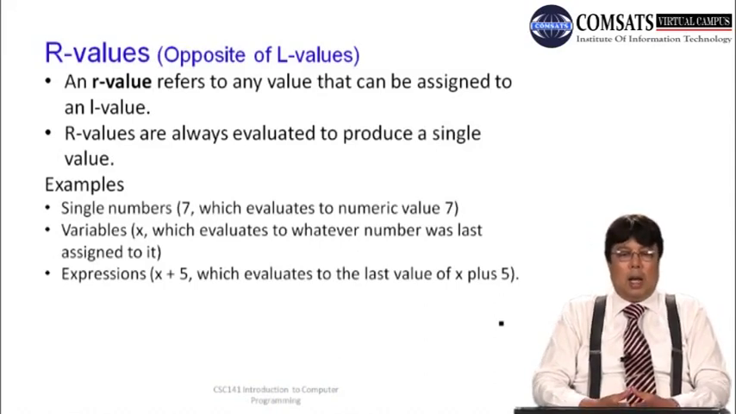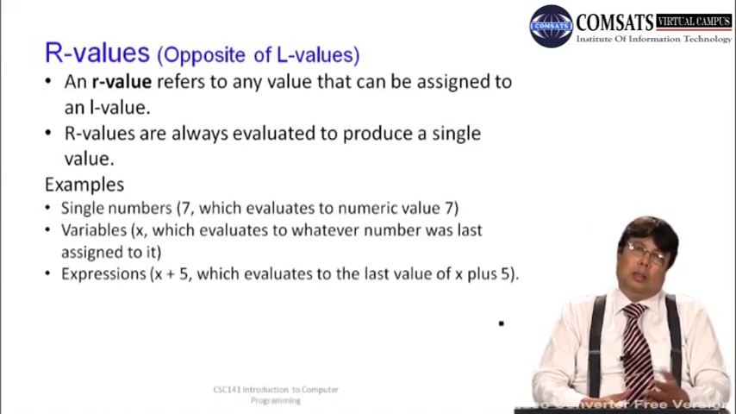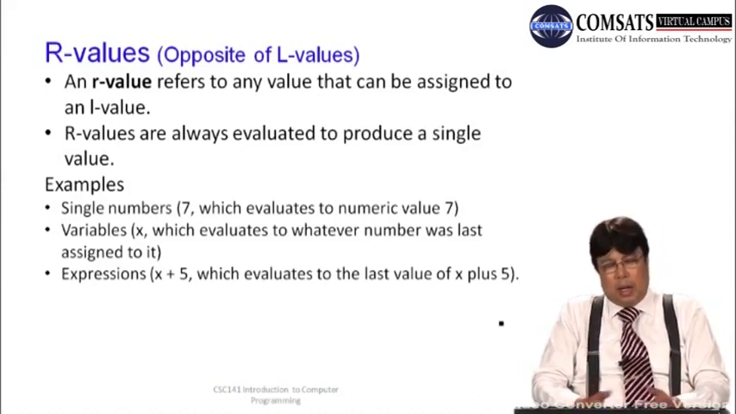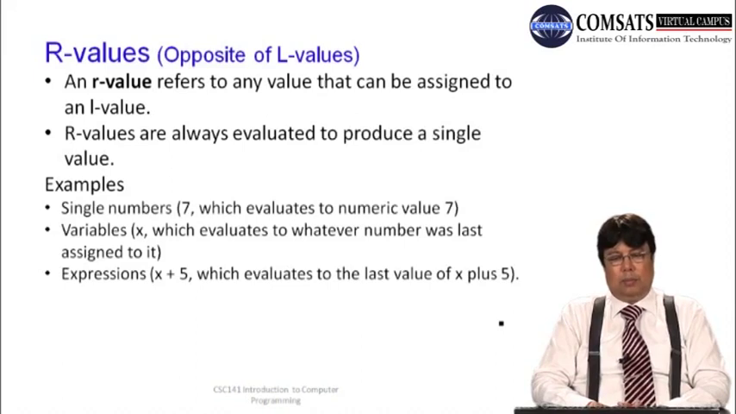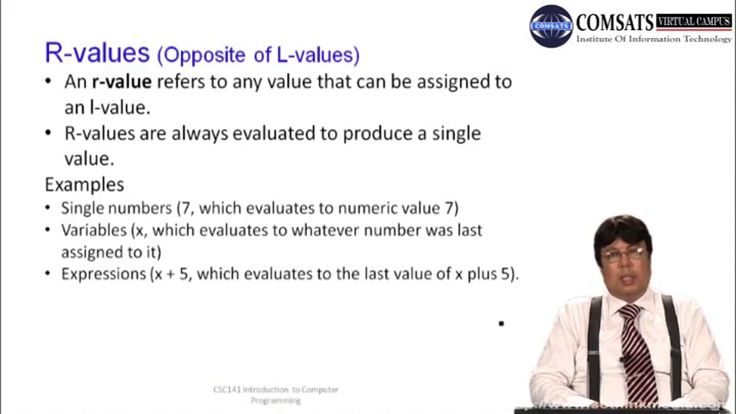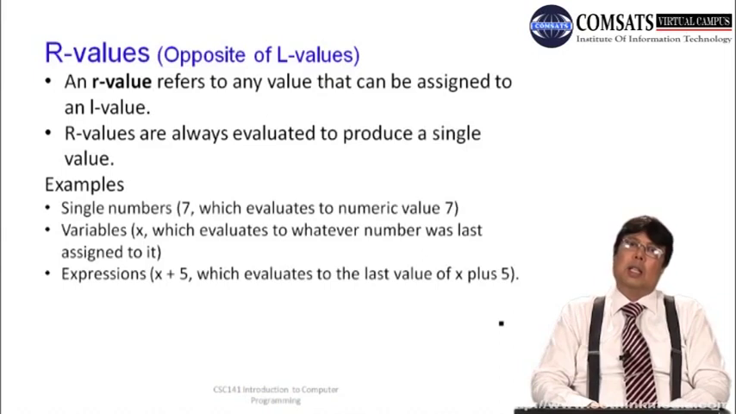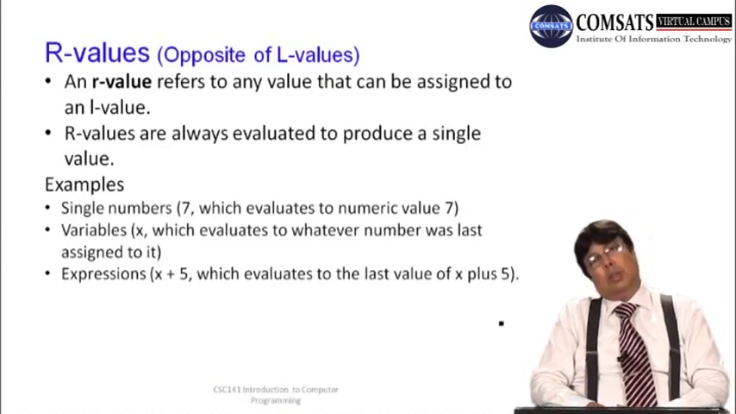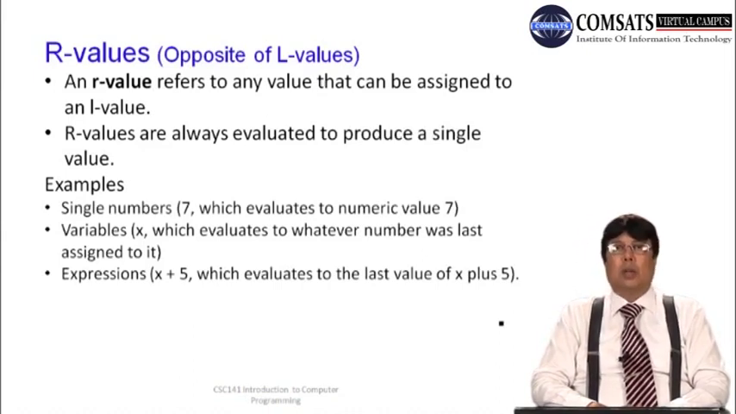सो हम कहते हैं कि an R value refers to any value that can be assigned to an L value. लेफ्ट साइड को जो आप असाइन करते हैं वो वैल्यू होती है जो आपने राइट साइड के ऊपर लिखी होती है. एग्जाम्पल्स: You can say x is equal to 7. So 7 is assigned to x. जो x की प्रीवियस वैल्यू है वो खत्म हो जाएगी और उसको न्यू वैल्यू असाइन हो जाएगी which is 7.